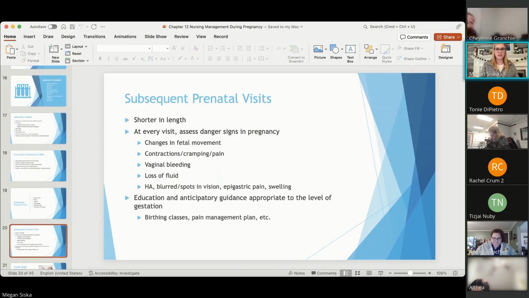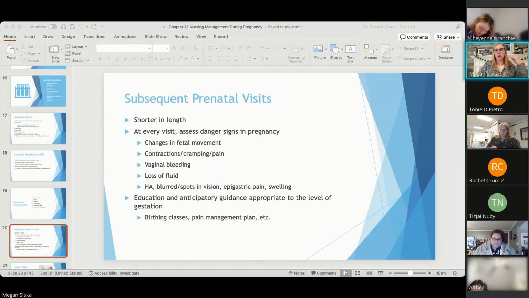So like I said, these are shorter in length. We also want to assess every single time that we see this patient, hey, are you having any changes in fetal movement? Are you having contractions or cramping, pain, any vaginal bleeding, any loss of fluid or trickling of fluid? Are you having headaches, blurred vision, spots in your vision, epigastric pain, swelling? So these are just the same questions we're going to ask almost every single time because it really helps us figure out if they're at risk for certain things.